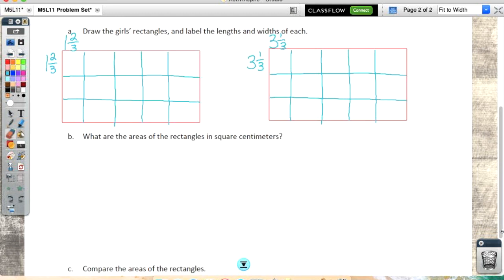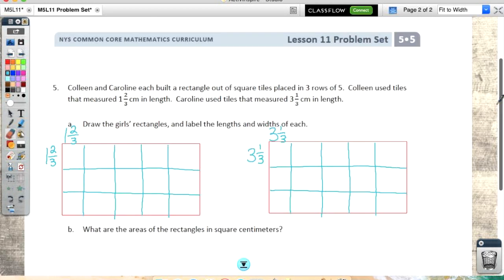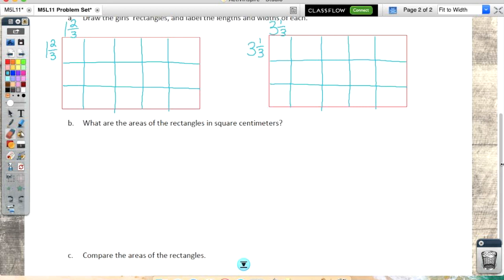Okay, so now it says, what are the areas of the rectangles in square centimeters? So are these centimeters? Yeah, they are. Are they inches or feet or what are they? Feet. Centimeters. Okay, so that's a tiny tile. So the first problem is 1 2/3 times 1 2/3. Now we can solve it with the area model, or we can solve it numerically.